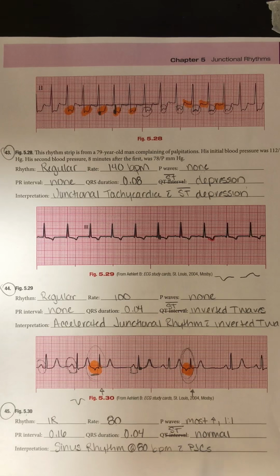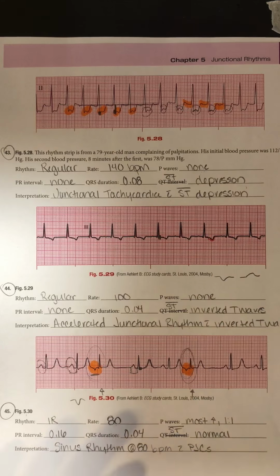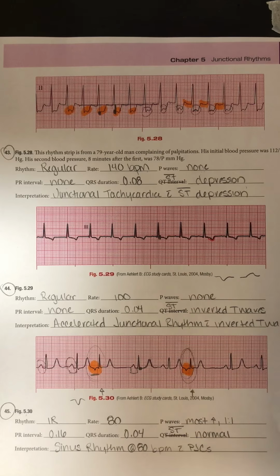So the name for this rhythm is junctional tachycardia with ST segment depression. Remember that C with a line means with. And it's tachycardia because it's over that 140 beats per minute, coming from the AV node, from the AV junction, because we have absence of P waves, possibly even that P wave coming after the QRS complex.